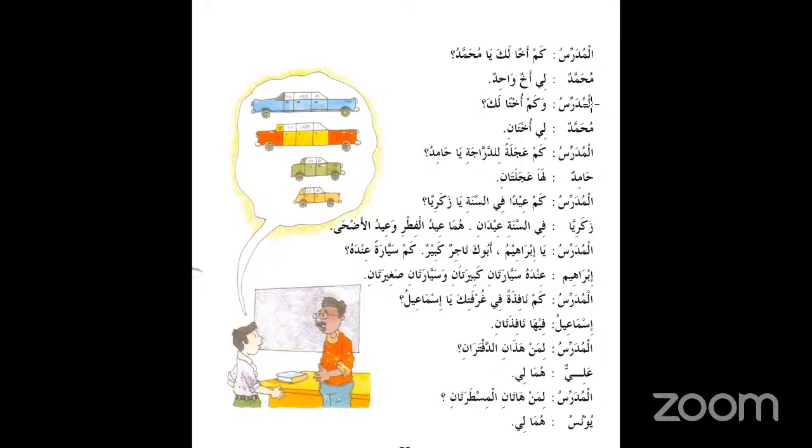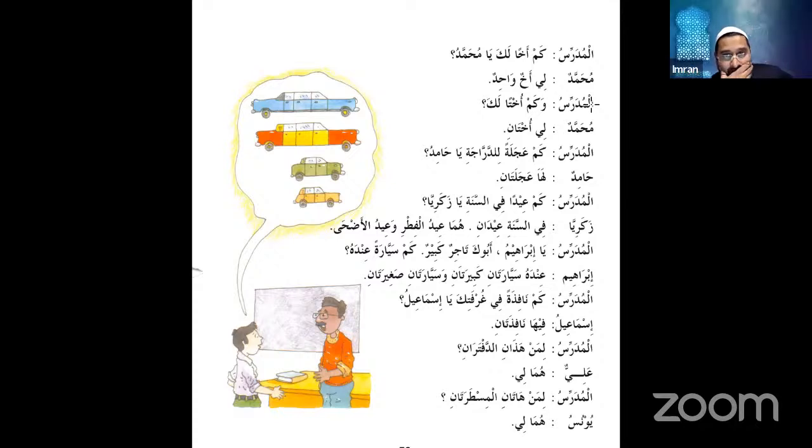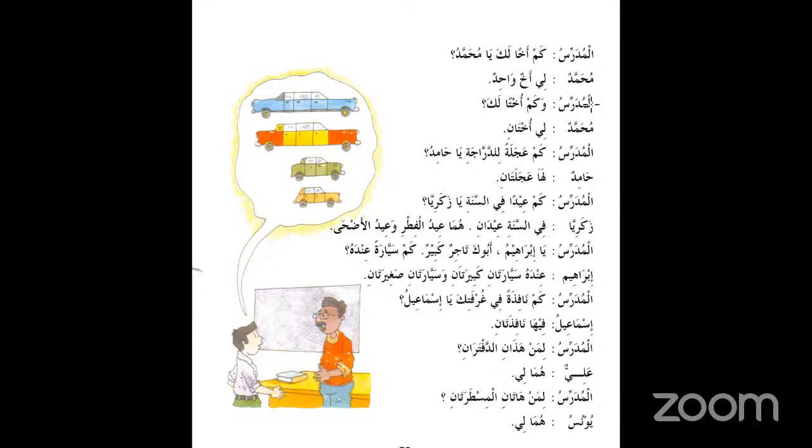Kam Eidan fi sinati ya Zakaria. How many Eids are there in a year, O Zakaria? Fi as-sana. Eidan, huma Eid al-Fitr wal-Eid al-Adha. Excellent. In the year there are two Eids. There is Eid al-Fitr and Eid al-Adha.